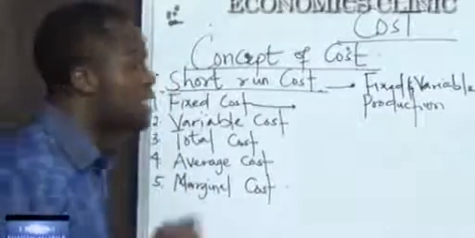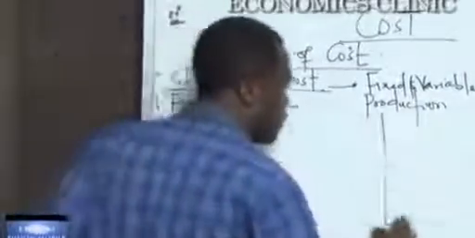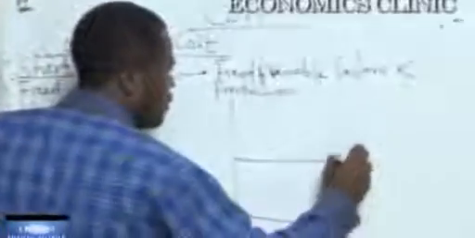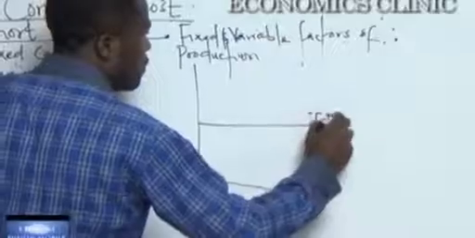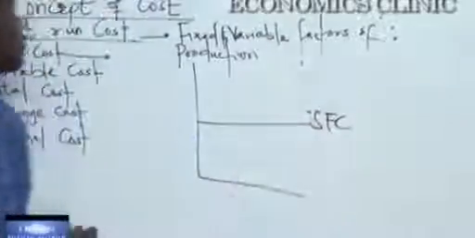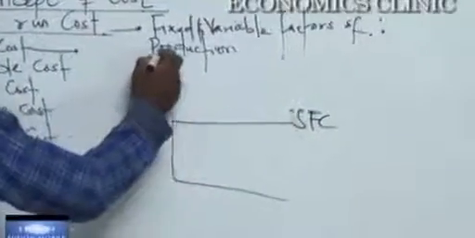And this can be represented on the table where you have the short run fixed cost. This is depicted on a graph, price and quantity, or we say X and Y.